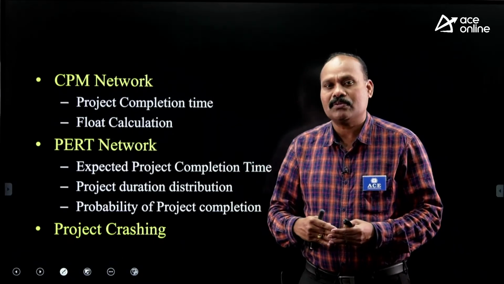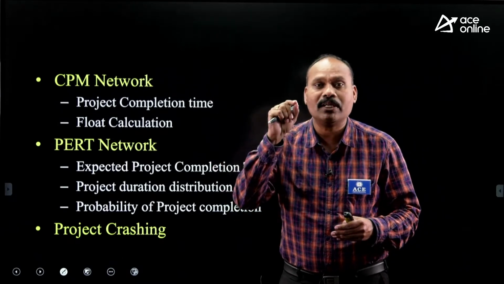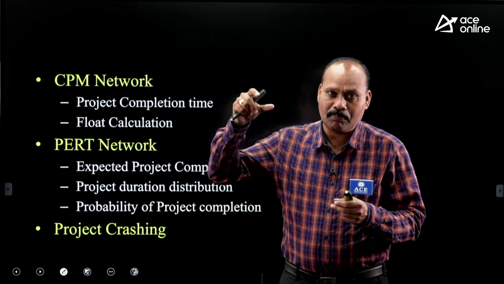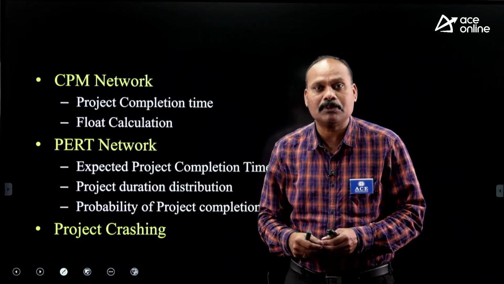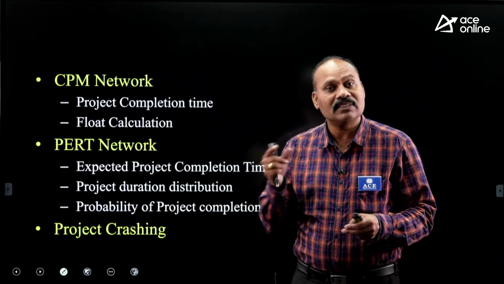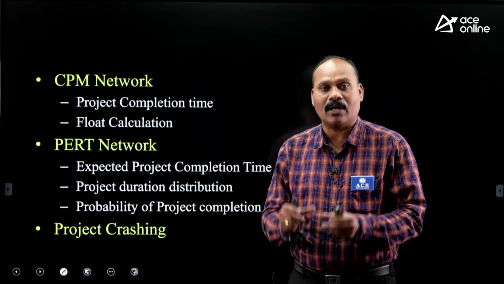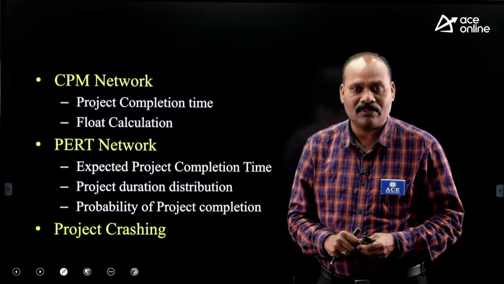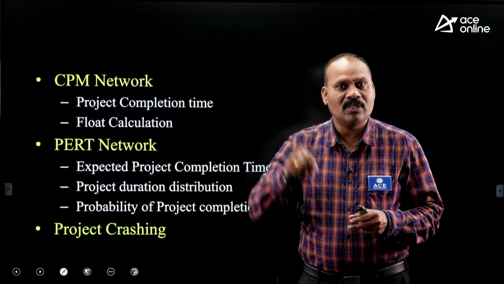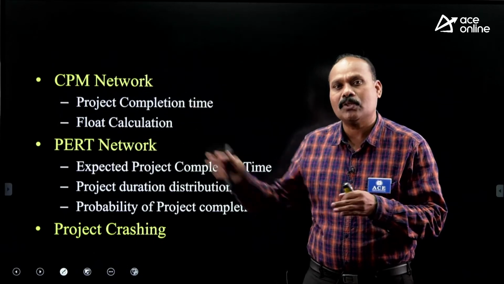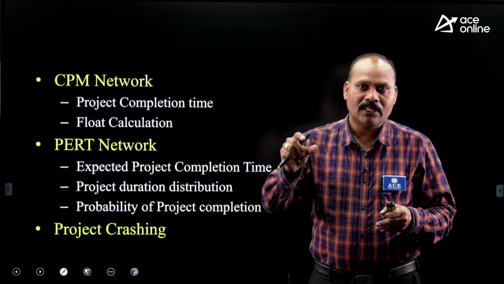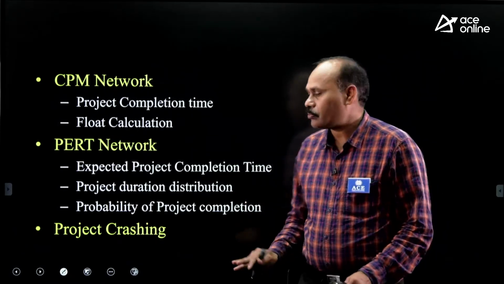From the 3 values, we have to calculate the expected duration of the activity using the mean of the beta distribution. So TE is equal to (T0 plus 4Tm plus TP) by 6. Using that formula, we can convert 3 values into a single value. Then draw the AOA diagram, substitute the expected duration, and proceed just similar to CPM. We can find the critical path. Expected project completion time is equal to critical path duration.